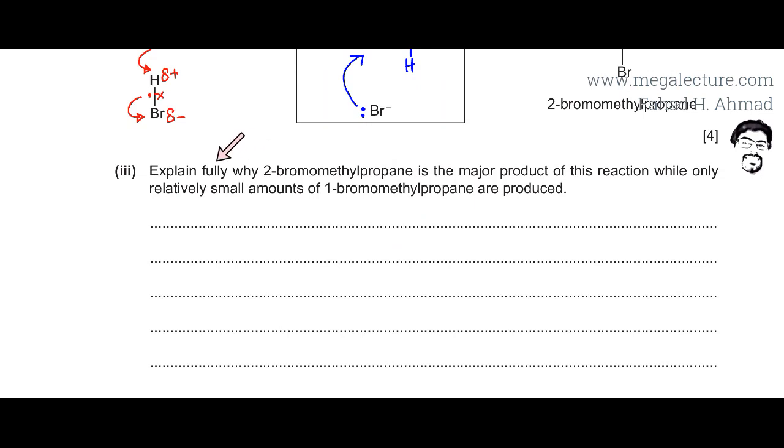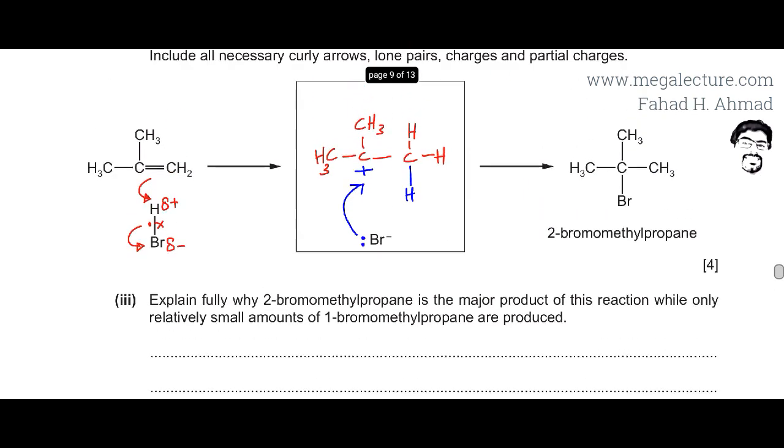The next part of the question is: explain fully why 2-bromomethylpropane is the major product of the reaction, while only relatively small amounts of 1-bromomethylpropane are produced. What the question basically means is that if you look carefully at the double bond over here, there are two carbons, and the hydrogen gets attached to one of the carbon atoms. I attached this hydrogen atom to this carbon atom over here. There was a double bond. Electrons get attracted, and the hydrogen gets attracted to this carbon atom. It could have been the other way around as well.